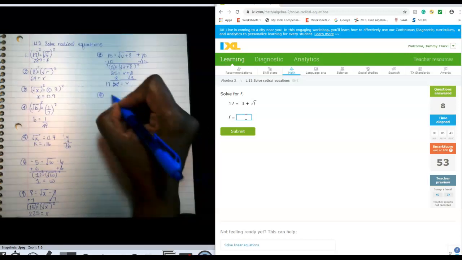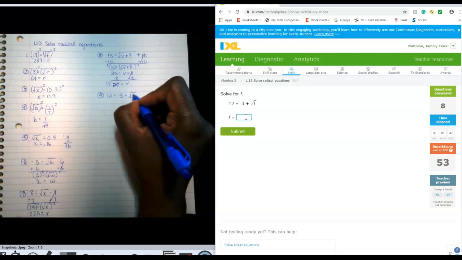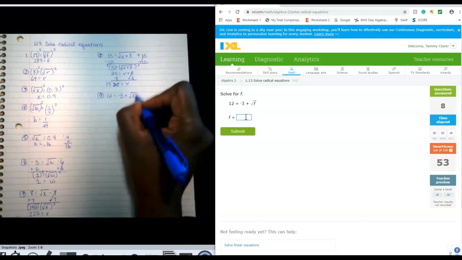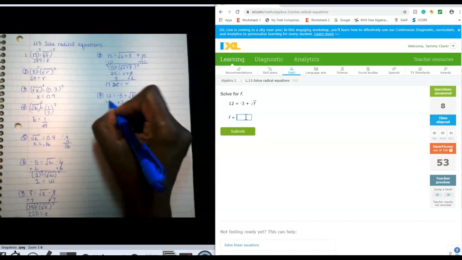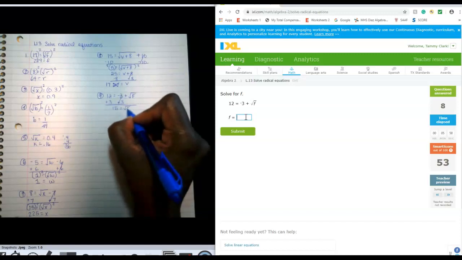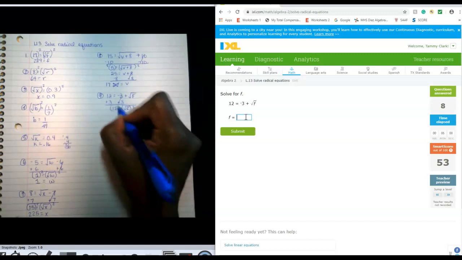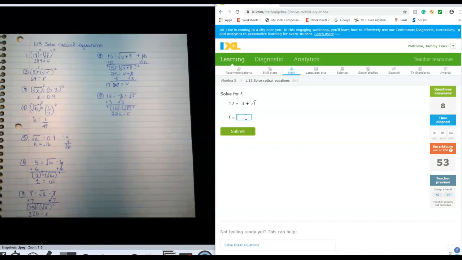Let's do number 9. 12 is equal to negative 3 plus the square root of f. Again, we don't want anything on the same side as our radical, so let's add 3 to both sides of the equation. And we've got 15 is equal to the square root of f. Square both sides. So 225 is equal to f.